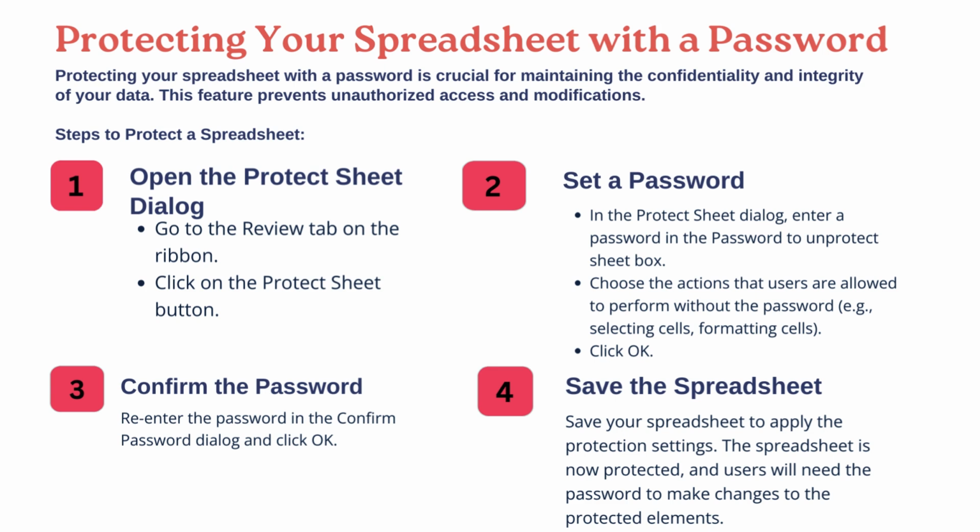Set a password. In the Protect Sheet dialog, enter a password in the Password to Unprotect Sheet box. Choose the actions that users are allowed to perform without the password, for example, selecting cells, formatting cells. Click OK. Confirm the password. Re-enter the password in the Confirm Password dialog and click OK.